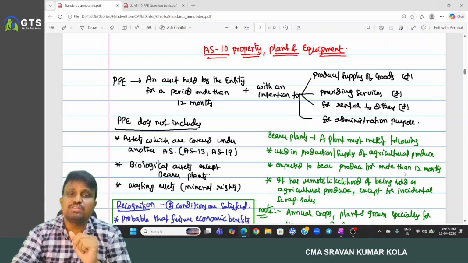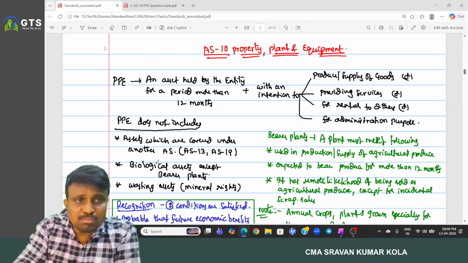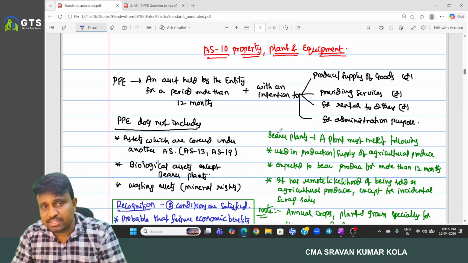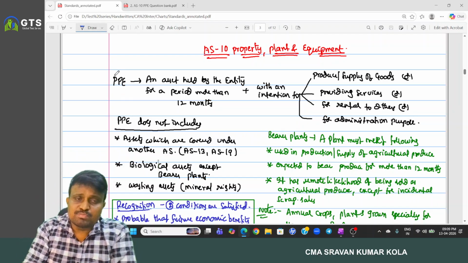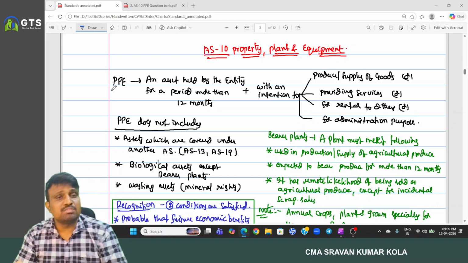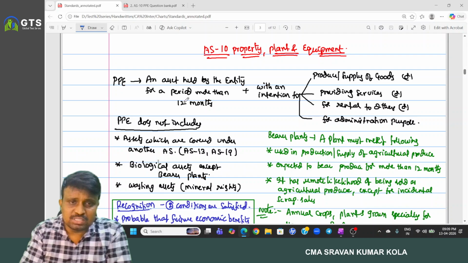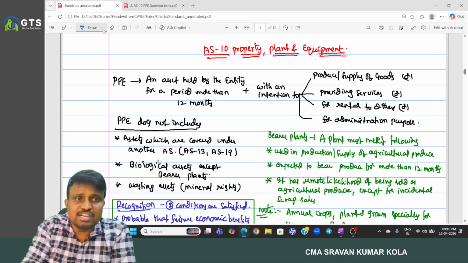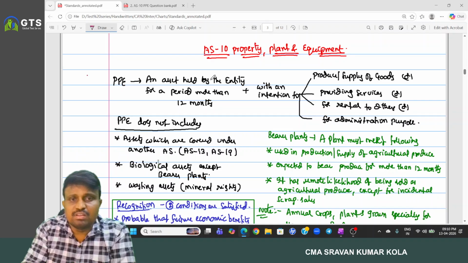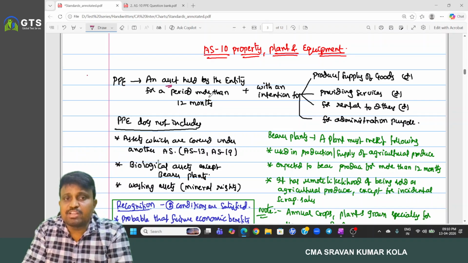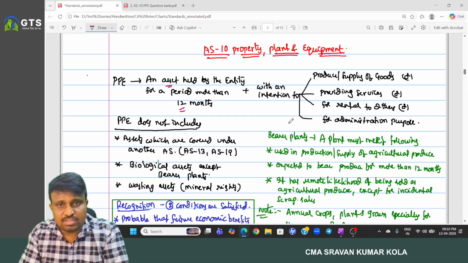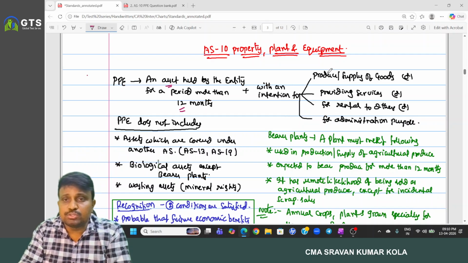So coming to AS-10, Property, Plant and Equipment. First of all, what is meant by property, plant and equipment? PPE is an asset held by the entity for a period of more than 12 months, with an intention to use it.